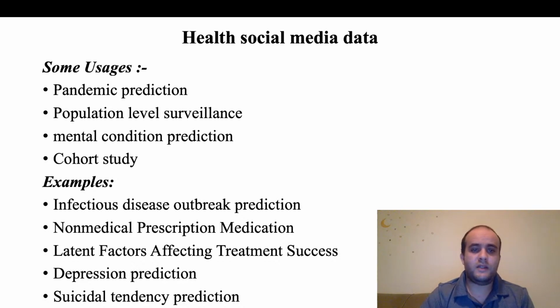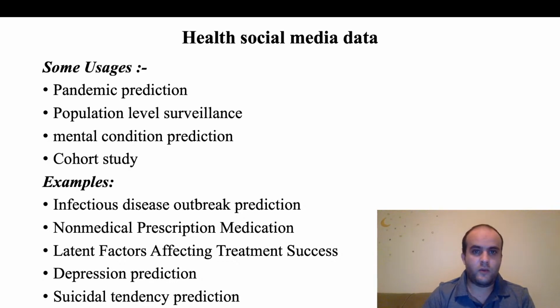And also population level surveillance, for example, depression prediction. I can analyze a specific city, extract tweets from that city, and analyze whether there is depression within that city or not. This is population level surveillance. And also mental health conditions.